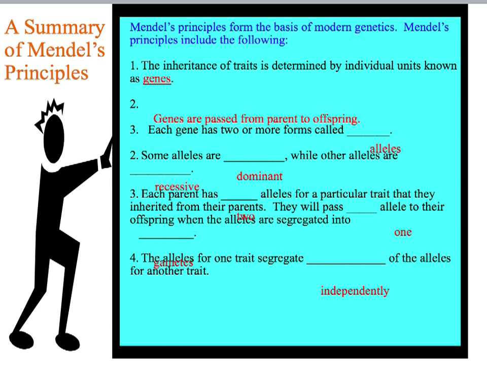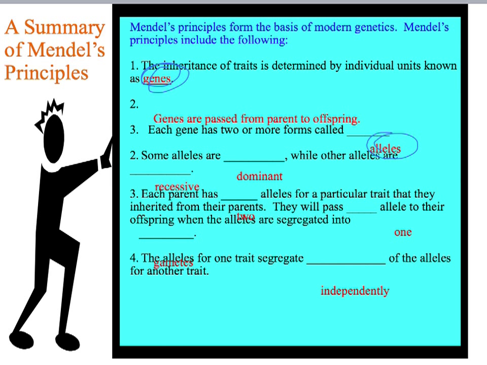Now here, the summary of all of his principles. Okay, so Mendel's principles form the basis of modern genetics. His principles include the following. The inheritance of traits is determined by individual units known as genes. Remember, genes is very important here. Genes are passed from parent to offspring. Each gene has 2 or more forms called alleles.